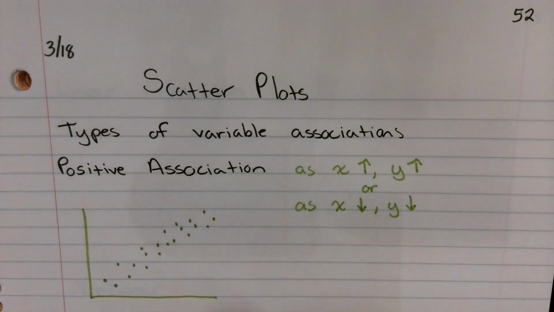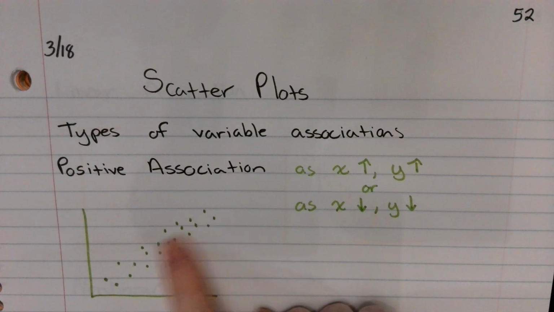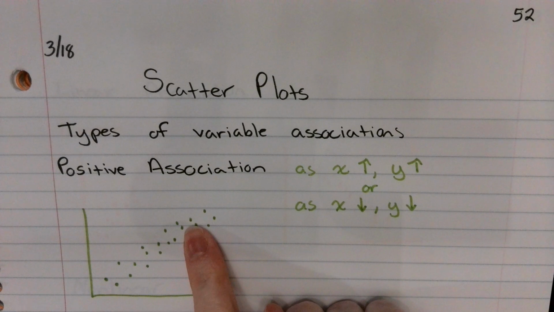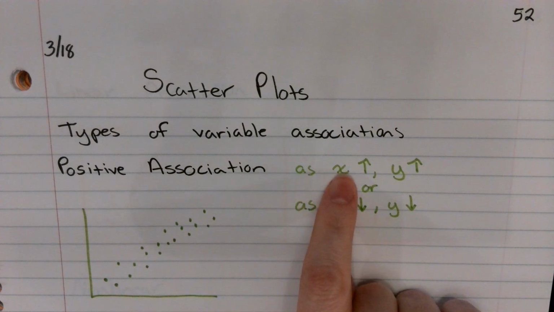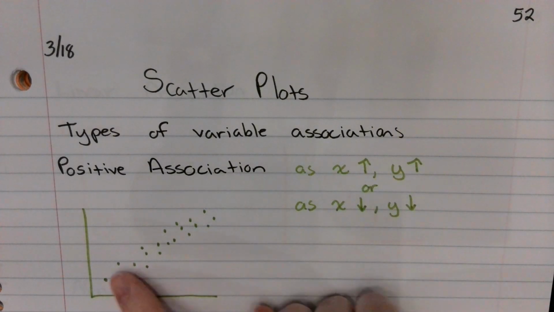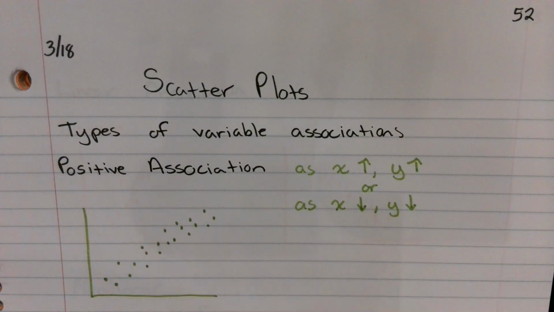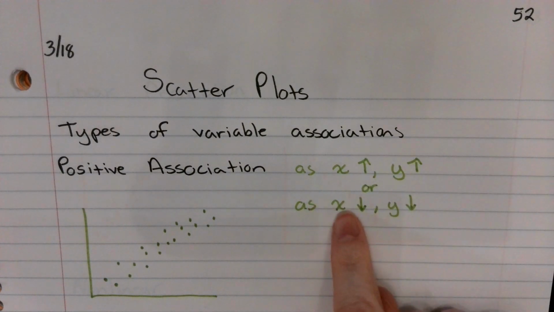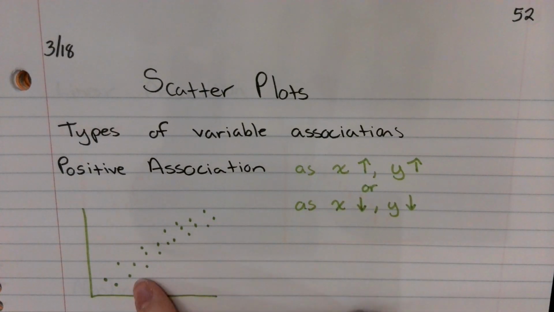And with positive association, it looks similar to what a positive slope would look like. Okay, it starts at the bottom left and moves towards the upper right. And how it relates is that when your x value is increasing, your y value is also going to increase. And likewise, if your x value is decreasing, your y value is decreasing.